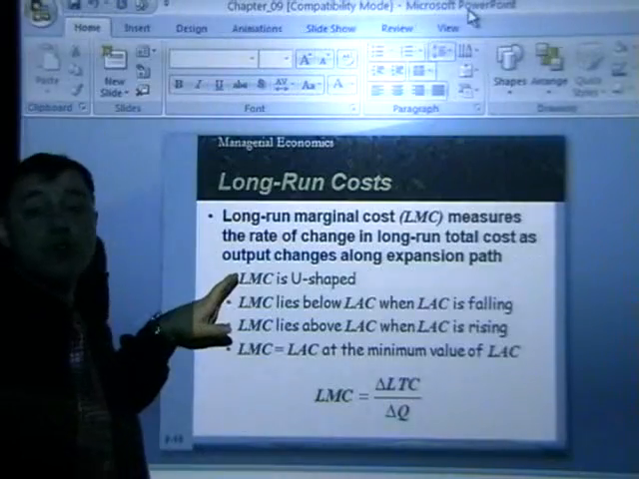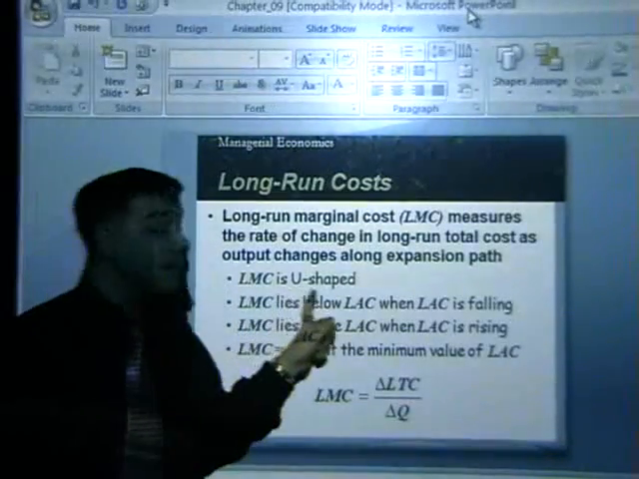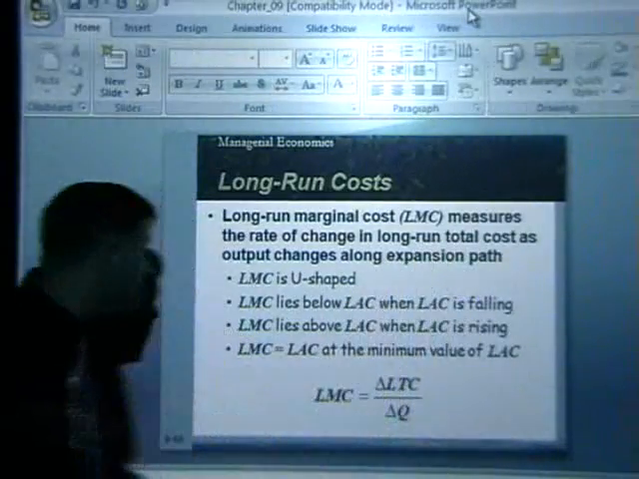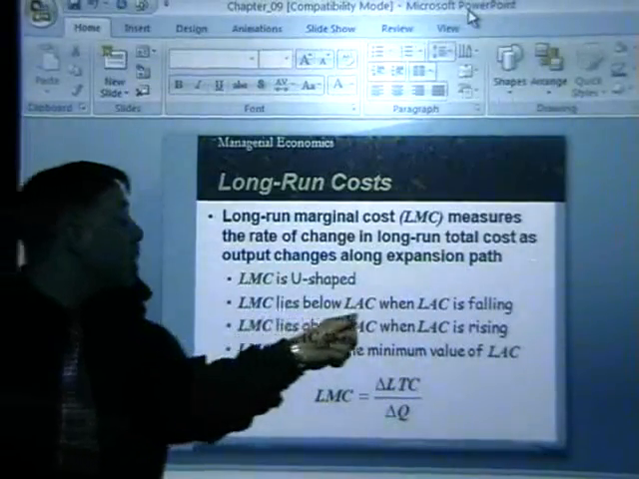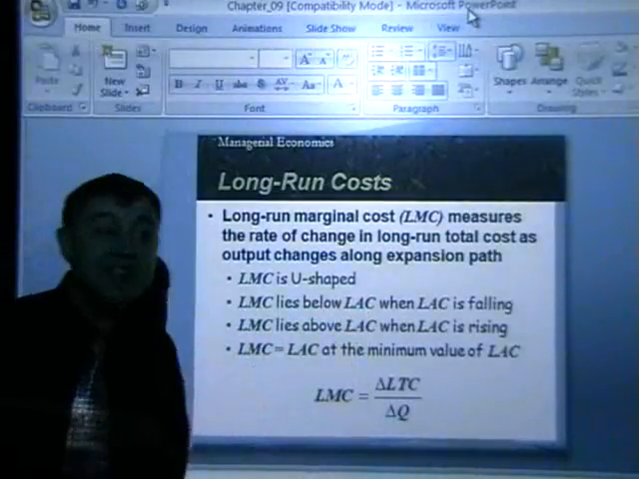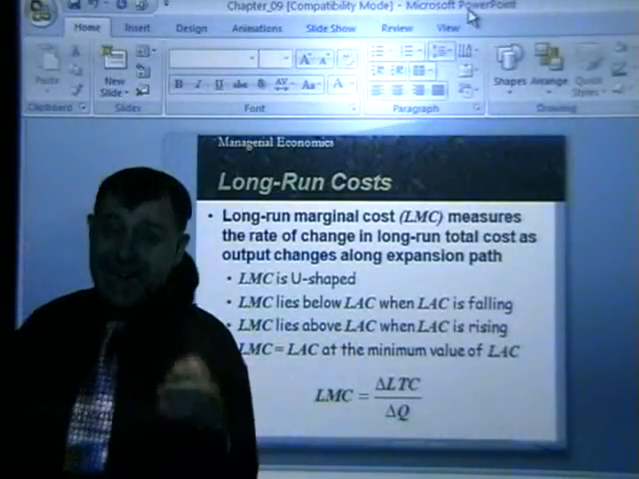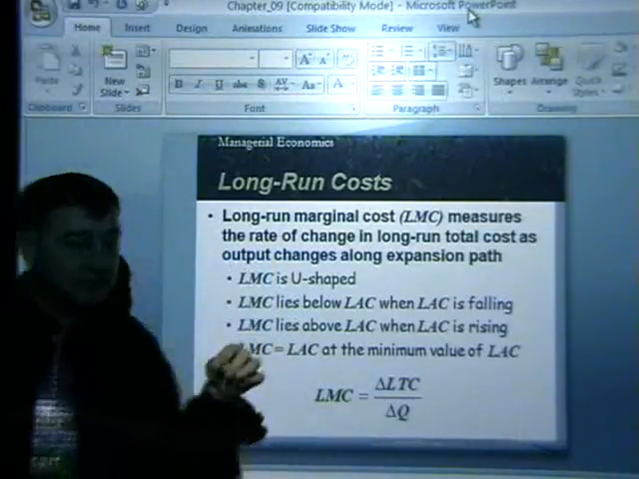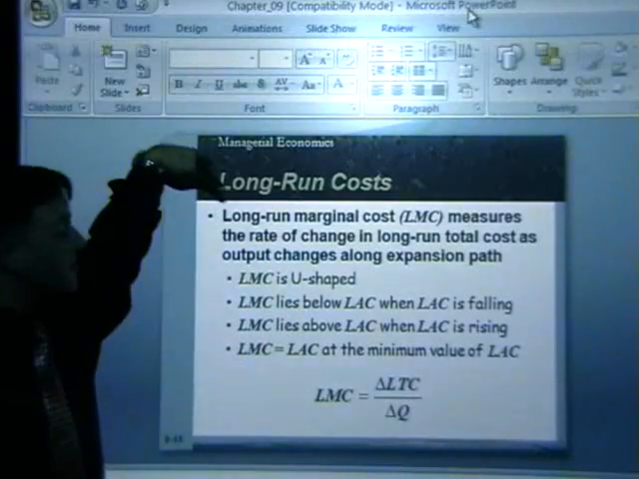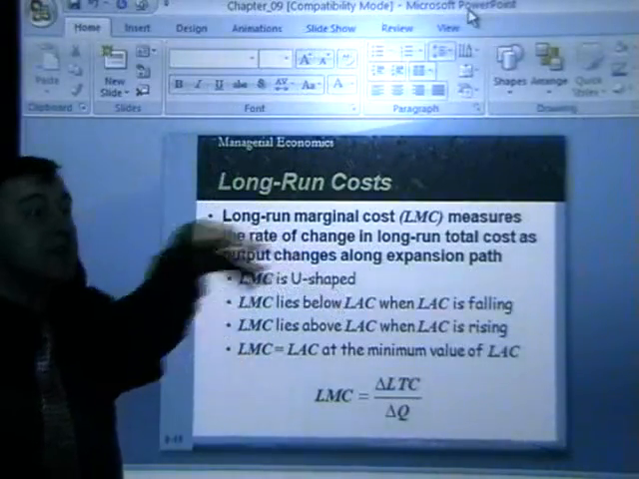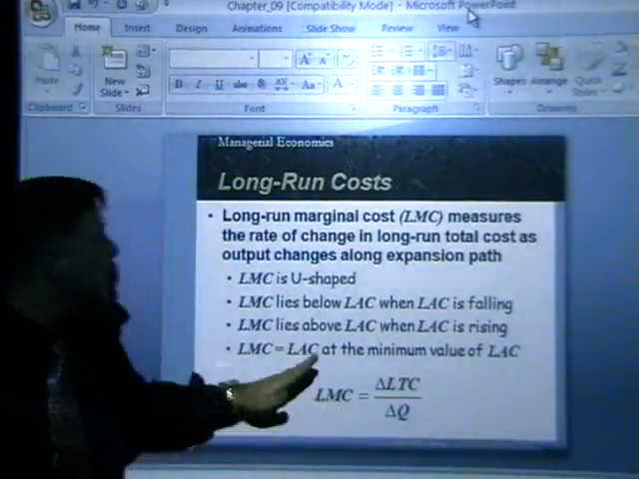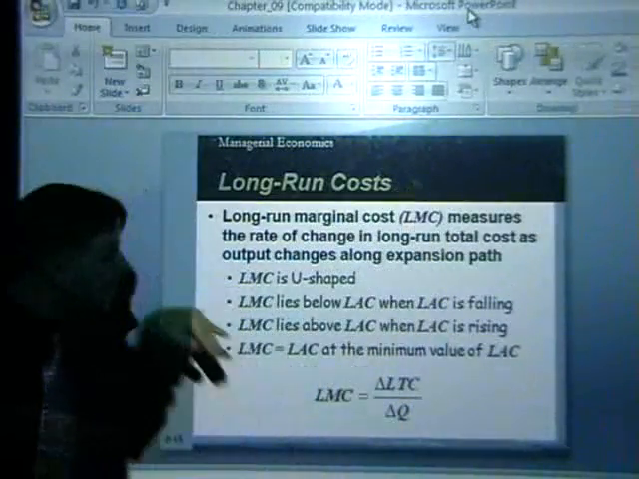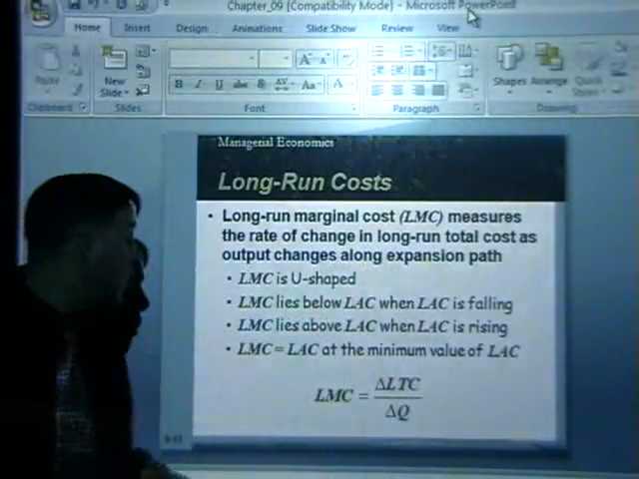So the long run marginal cost is typically U-shaped. Early on it falls, later on it rises. It lies below the long run average cost. This is identical to what we did in the short run. The logic is the same. As long as the long run average cost is falling, the marginal has to be underneath. And if the average cost is rising, the marginal has to be above it. It has to cut through from the low point.